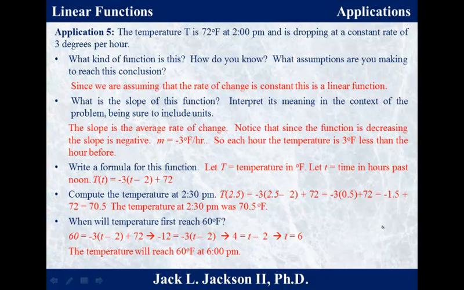Well, since we're assuming that the rate of change is constant, this is a linear function. That's exactly what linear functions are. So the slope is the average rate of change, and since the function is decreasing, the slope is negative. So the slope here is negative 3 degrees Fahrenheit per hour. So each hour the temperature is 3 degrees Fahrenheit less than the hour before.